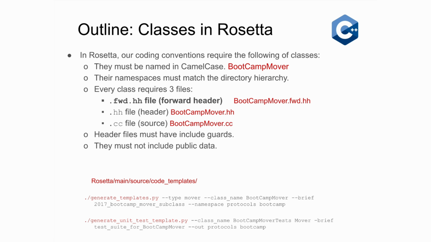So what do those look like? For making your mover files, you have the generate templates.py. You would say that the type is a mover, give it the name of your class, and a brief description, and what the namespace should be. And then there's also, I can't remember if that was in your last lab, a template generator for unit tests. So you would give it similar information.